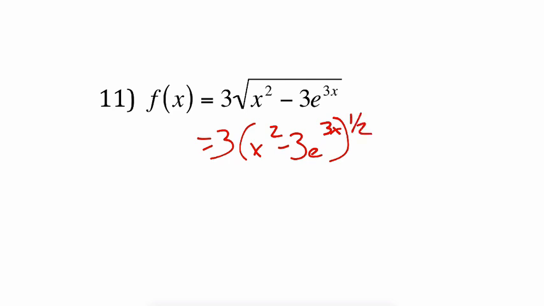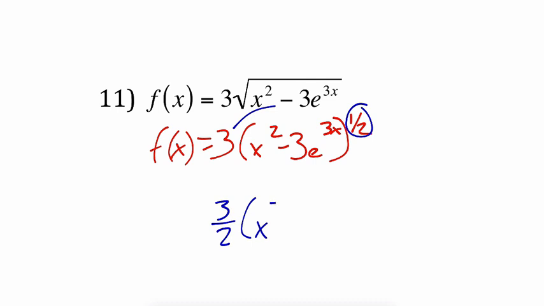So now we're going to take the derivative of the outer part first. So we do the 1/2 times 3, which gives us 3 over 2. Leave the inner part alone. We have x squared minus 3e to the 3x. And we subtract 1 from the exponent, so it's negative 1/2. And then we multiply by the derivative of what's inside. So the derivative of just that x squared is 2x.